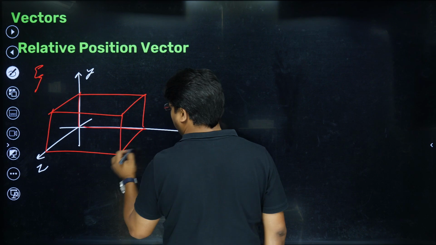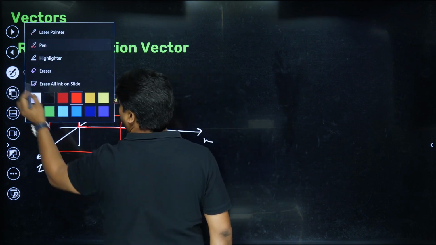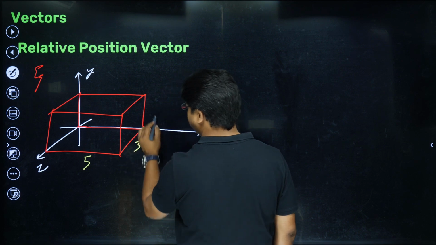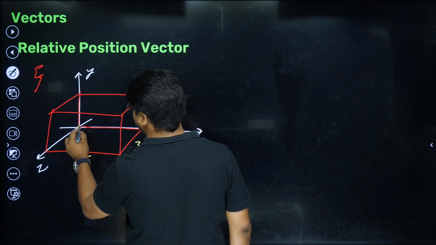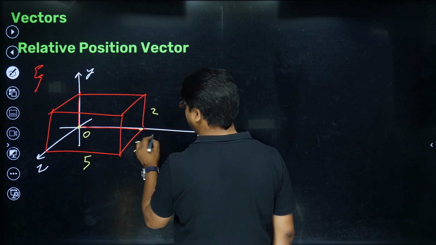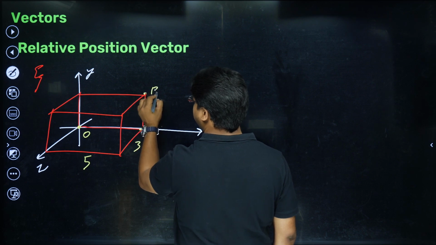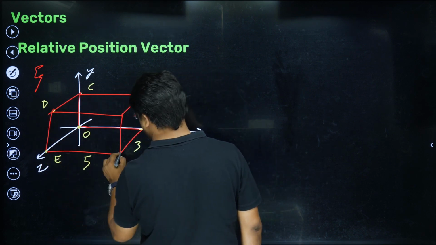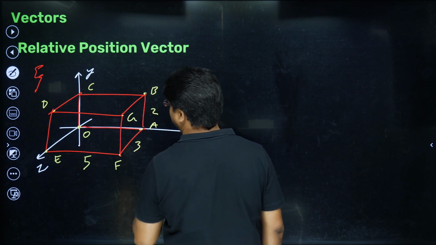Okay, and let us mark some lengths on this cuboid. Let this be 5, let this be 3, let this be 2. Let this point be the origin O, then this point be A, this is B, this is C, this is D, E, let's say F and G. So these are the points.